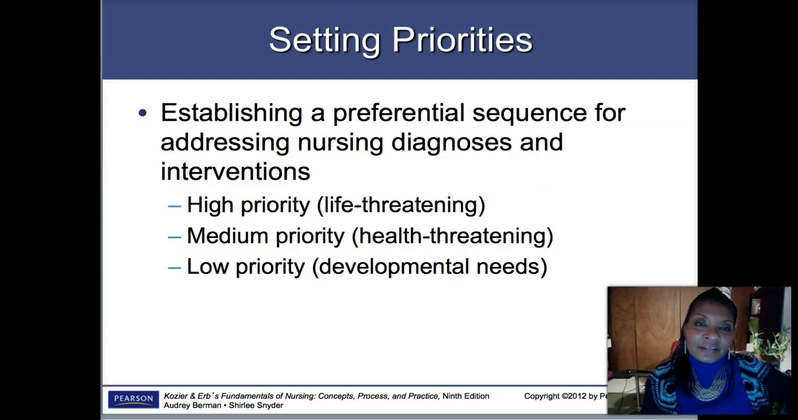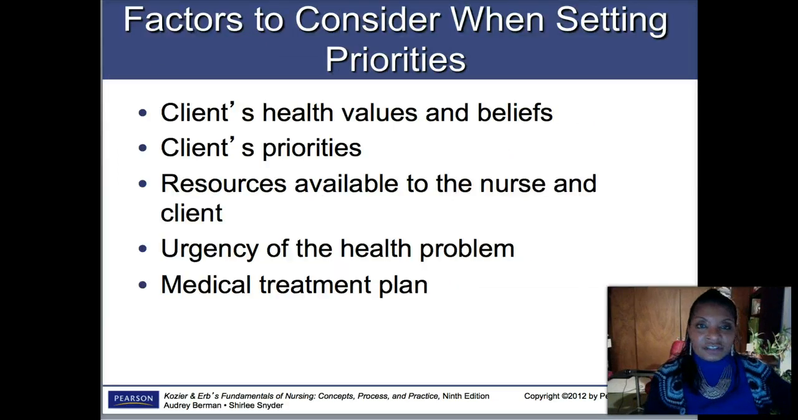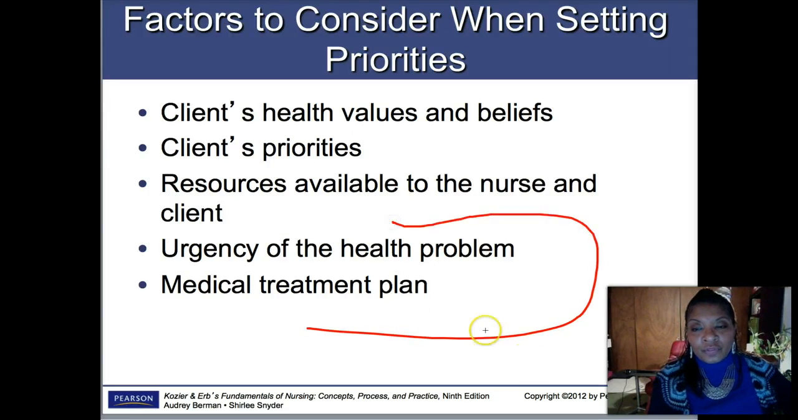Setting priorities, again, you want to establish a sequence of addressing your nursing diagnoses and interventions. When you're setting priorities, these are things for your patient and your goals. These are things you want to think about: the patient's health values and beliefs, their priorities, the resources available to the patient, because everything that you might have available to care for them in your facility they may not have at home. And then what does the doctor want to do? And what is the urgency of the problem?